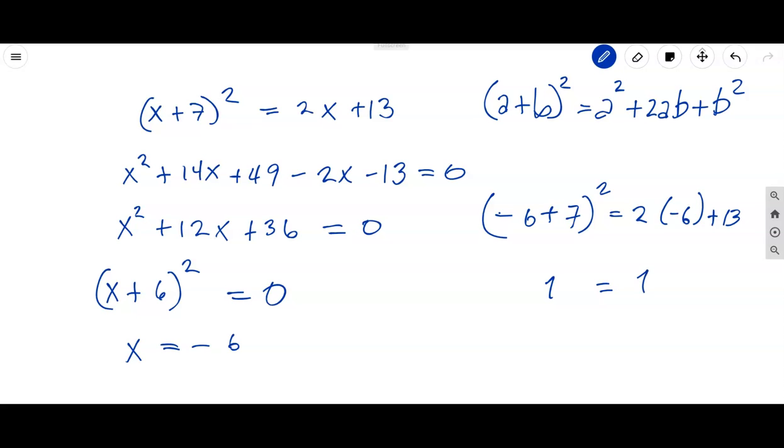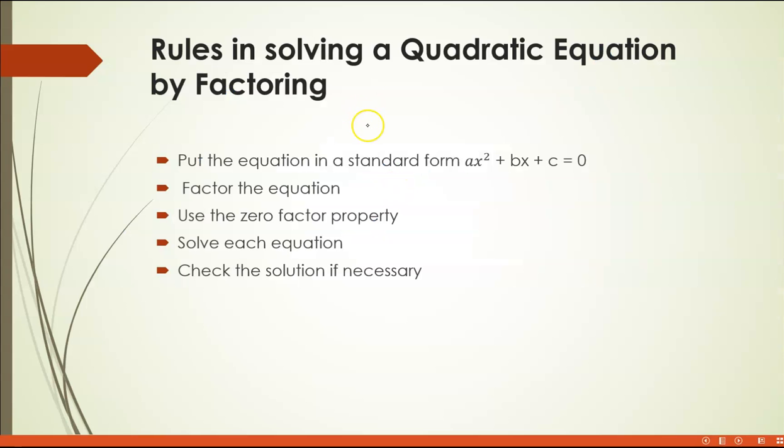So guys, once again, if we are going to factor a quadratic equation, we have to remember these rules. First, put the equation in standard form, ax squared plus bx plus c. Then after that, factor the equation, use the zero factor property, solve the equation, and if necessary, check your solution.